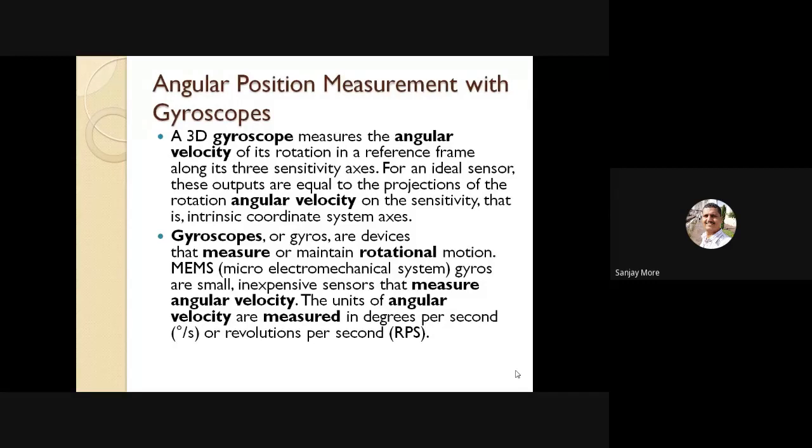So next point is angular position measurement with gyroscope. Basically, a gyroscope is used to measure the angular velocity, in units of degree per second or revolution per second. Basically, a gyroscope is used to measure or maintain rotational motion. MEMS means micro electromechanical system.